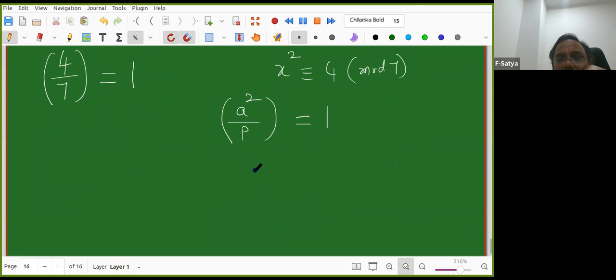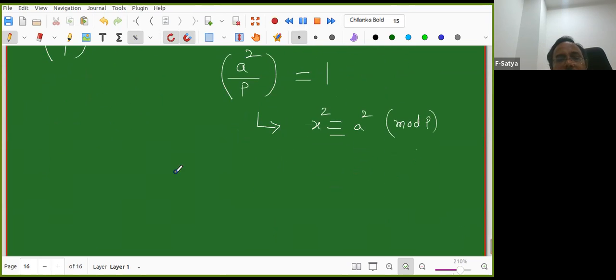1. Why? x square is congruent to a square modulo p. Does it have a solution? Yes, a itself is satisfying. Correct. So this is always 1. Okay, very simple. I'm just asking this for a little gap and refresh.